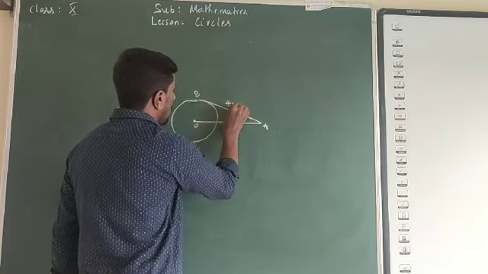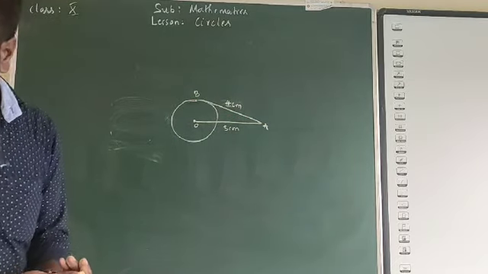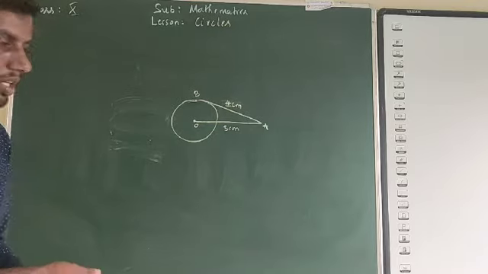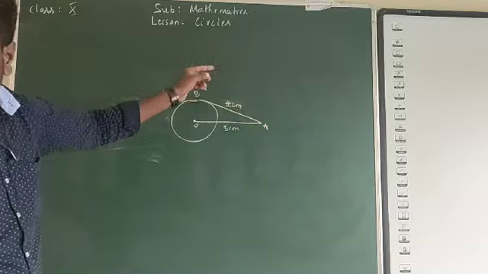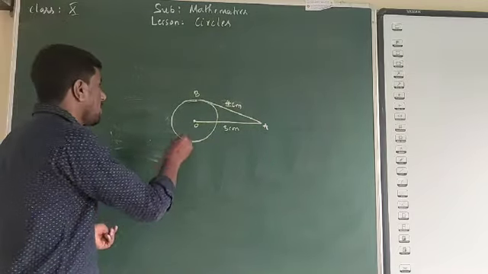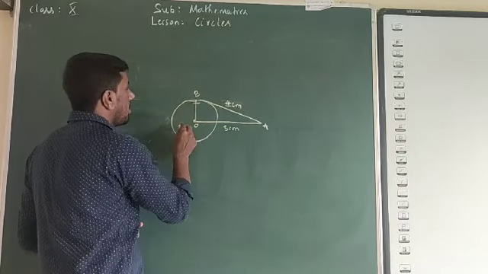The point A is at a distance of 5 cm from the center of the circle, and the length of the tangent is 4 cm. Find the radius of the circle. So we should find out the radius of the circle from this.